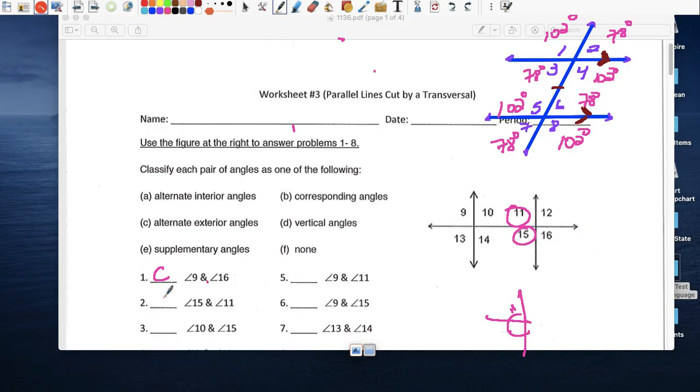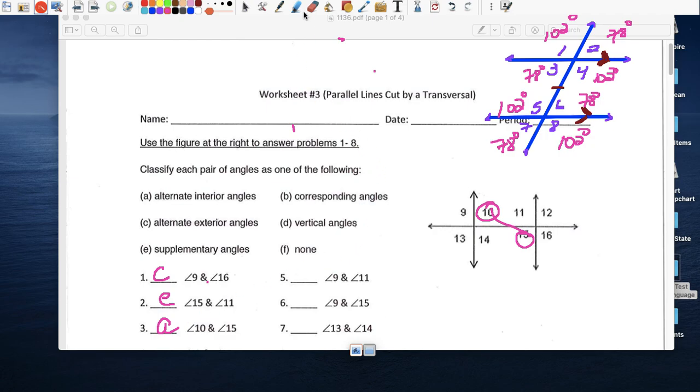Number 3, 10 and 15. Let me circle 10. Let me circle 15. Where are these two angles? They're between the parallel lines, so they're the interior angles, and they're diagonal from each other. Yes. So this would be alternate interior, and they measure the same.